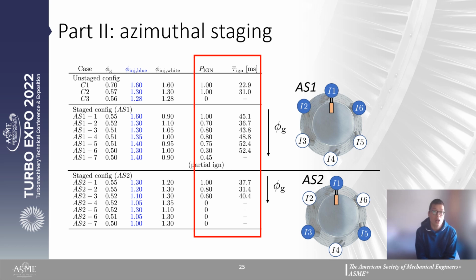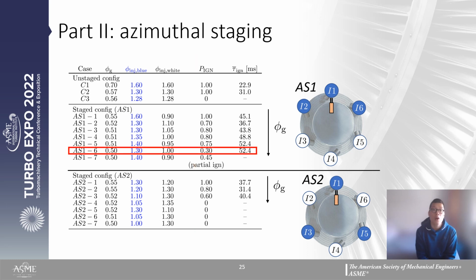For instance, when employing AS1 staging, we are able to achieve a lean ignition limit at a global equivalence ratio of 0.5. In the case of AS2 with an alternating injector layout, the lean ignition limit is at 0.52. This means that the placement of stage injectors is crucial to the lean ignition limit.